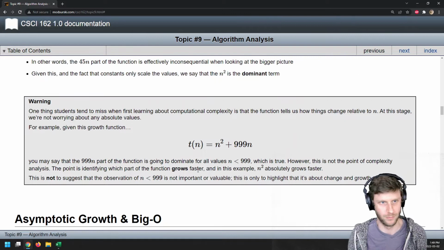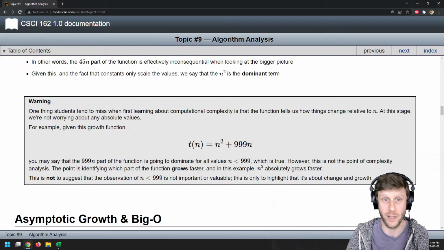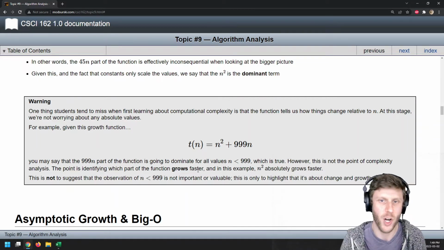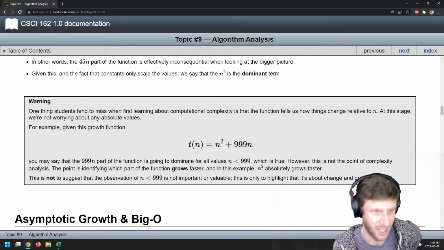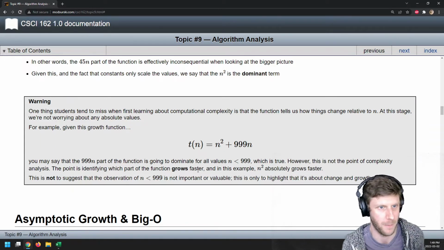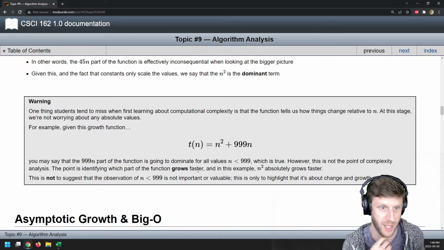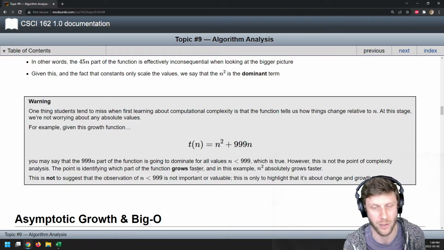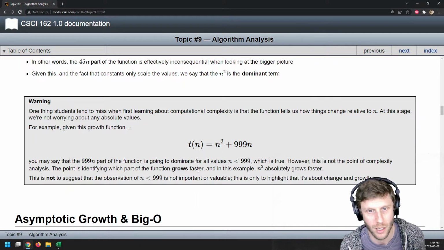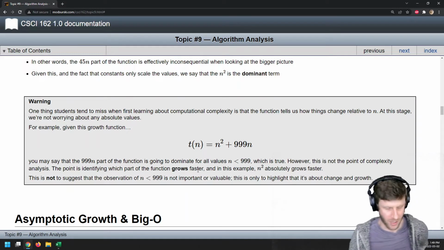Okay, warning. This is to re-emphasize. One thing students tend to miss when first learning about computational complexity is that the function tells us how things change relative to n. At this stage, we're not worrying about any absolute values. So if I give you this growth function, T of n equals n squared plus 999 times n, you may say the 999n part of the function is going to dominate for all values less than 999. But that's not the point of complexity analysis.